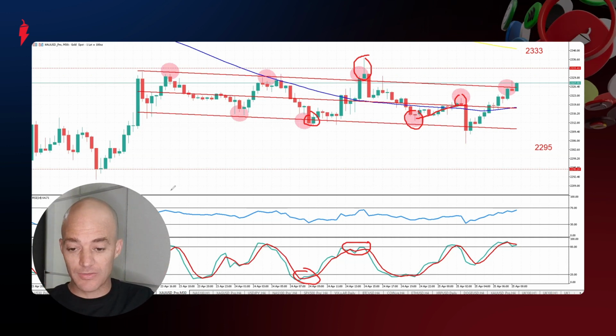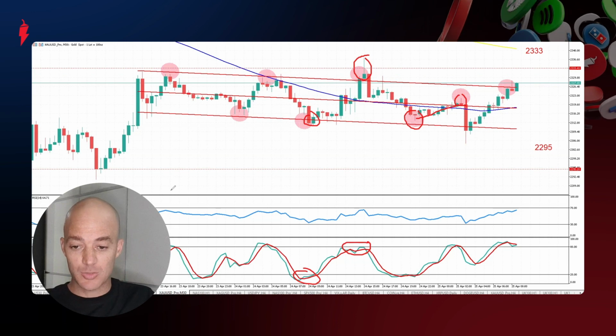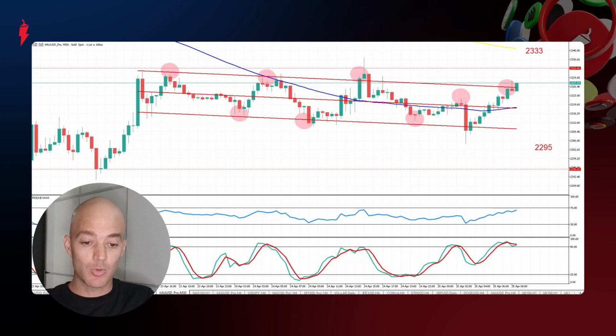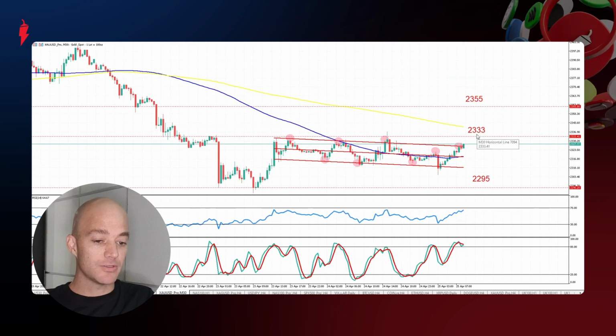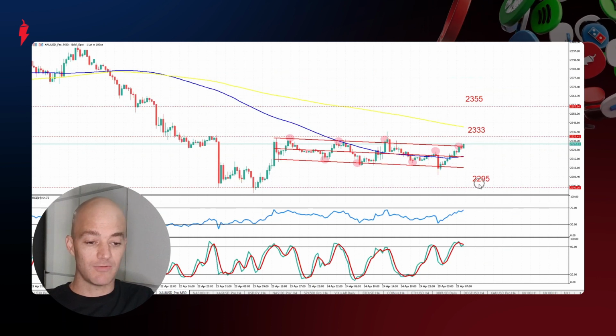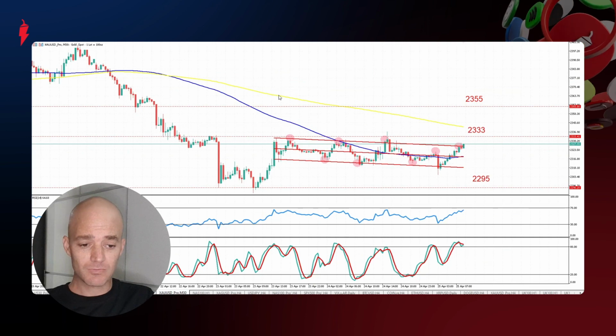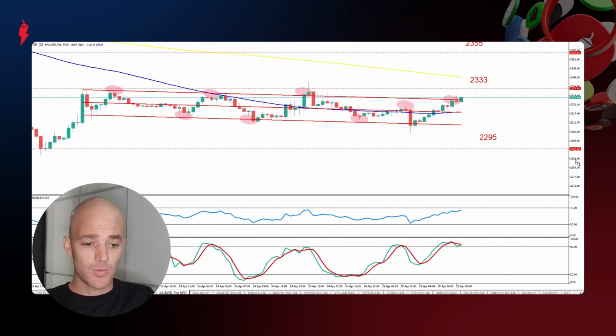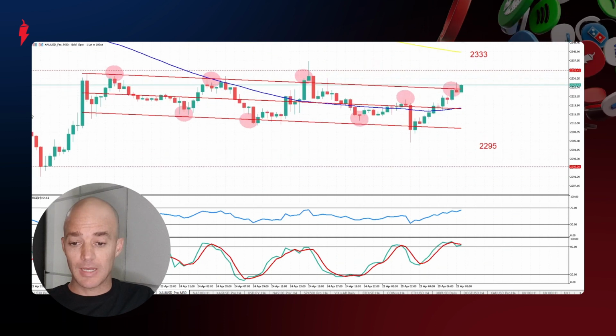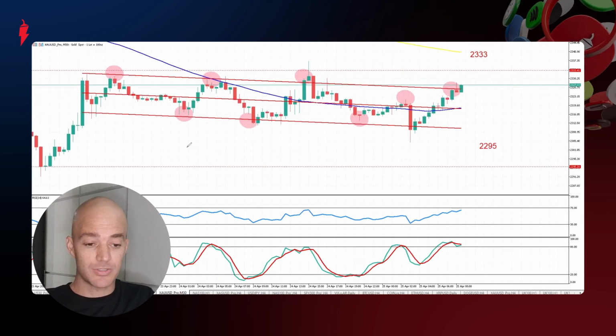Now let's get to the exciting part, looking at today's price action. Now before we look at the setup, I just want to highlight some very important support and resistance levels. We have the 2355, 2333, and the 2295 levels.